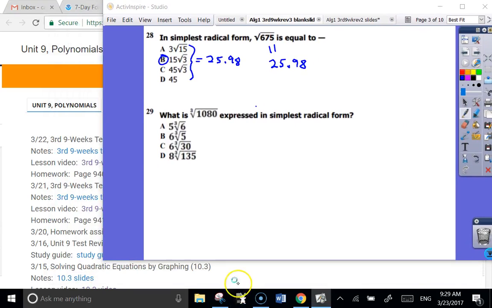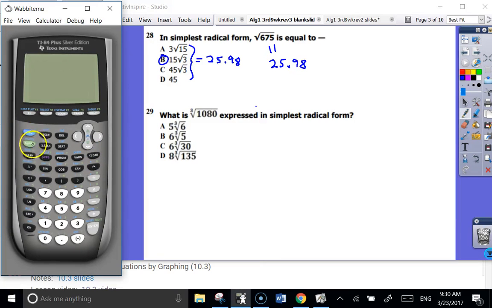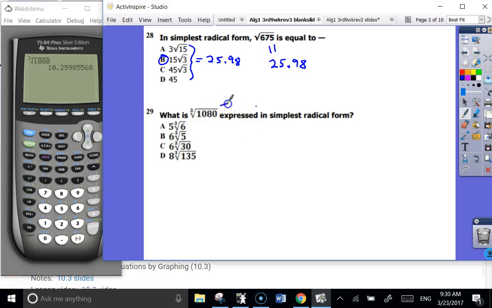Let's try this. If you want to find the cube root, you go to math and look at the number 4 option. So I do the cube root of 1080, and I turn it into a decimal, and as a decimal, it's 10.259. Okay, now put these in the calculator and do all 4 of them. Find the decimal values. We'll see which one is 10.259.